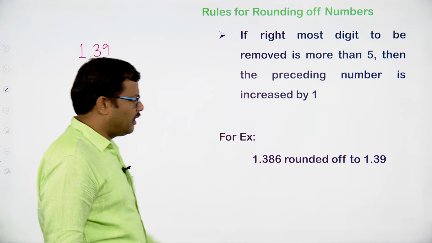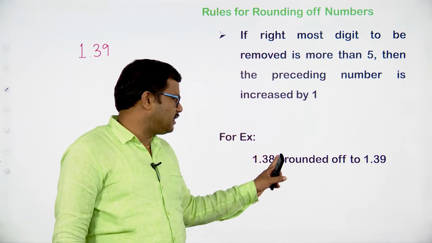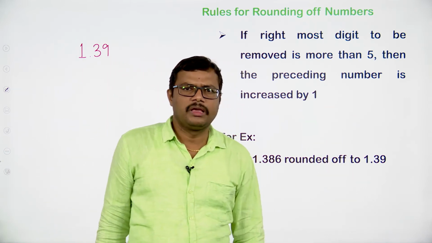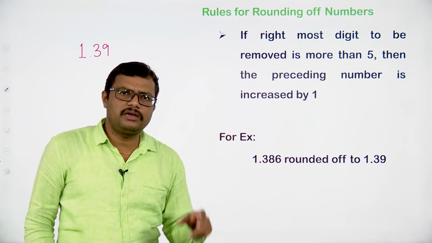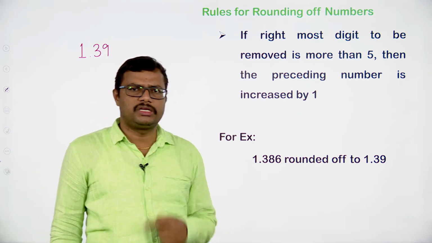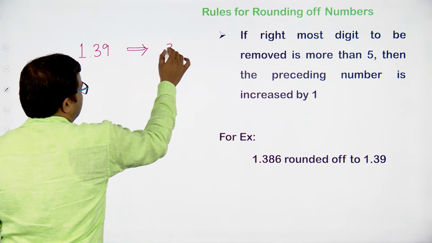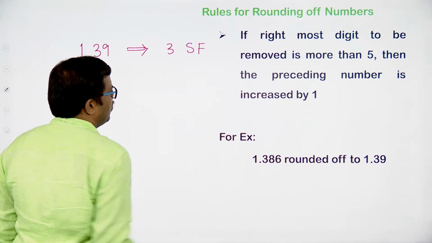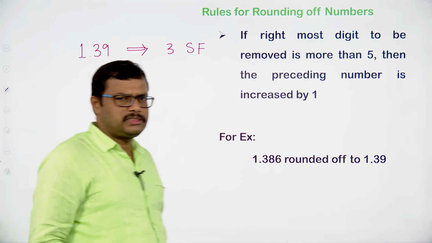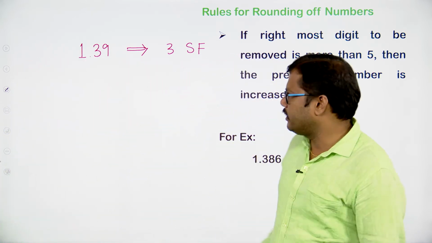Okay, actually we got 1.386 as 1.39, but I have to report the result having only two significant figures. 1.39 has how many significant figures? It has 3 significant figures. But I have to express the result in 2 significant figures. So in that case, what do I have to do?